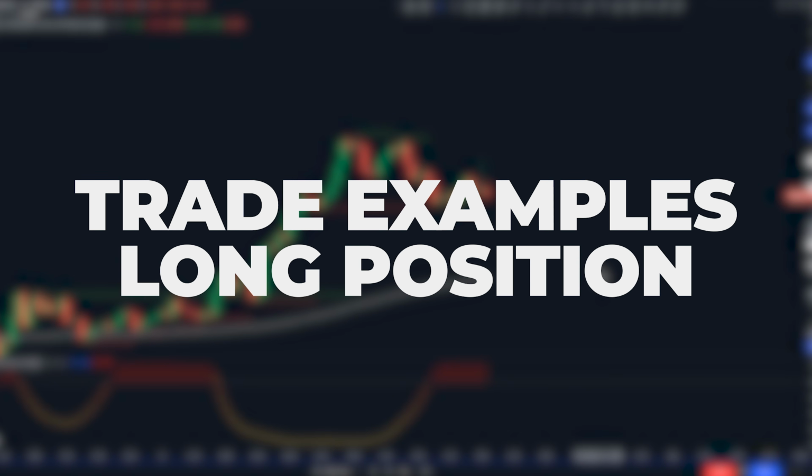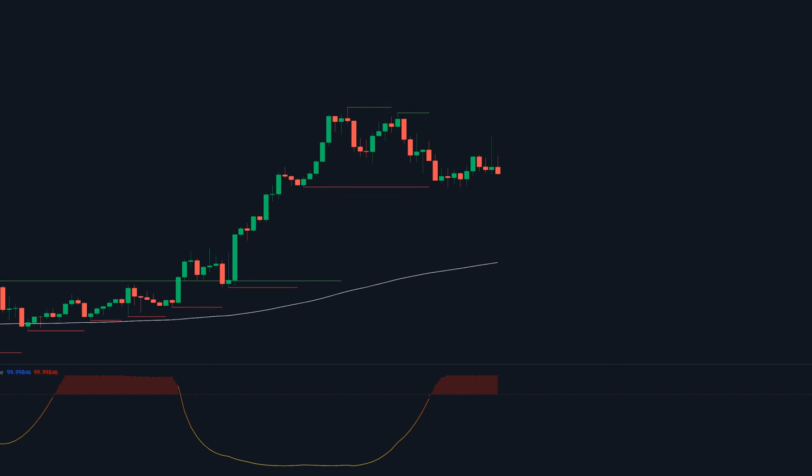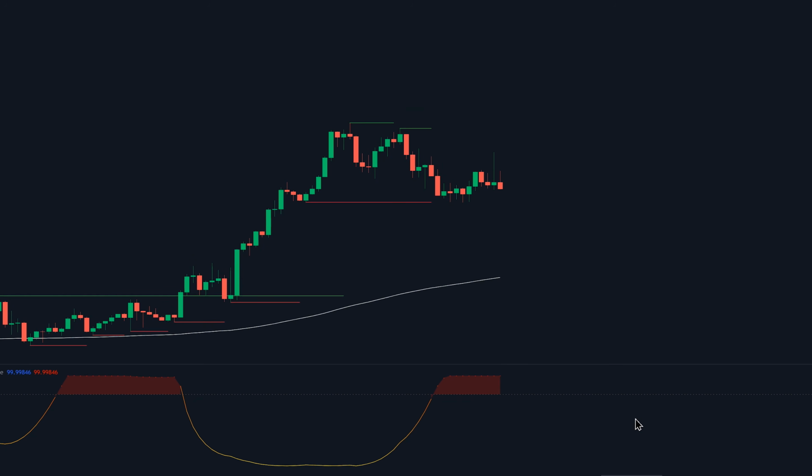Now, to take a long trade with this indicator, these are the conditions. First, identify a squeeze. For that, you're going to be using the squeeze index. We need a red area like this to be printed to indicate that the price is squeezing. Condition number 2, you want to identify and mark the most recent resistance level. For that, you're going to be using the support and resistance levels indicator. These green horizontal levels indicate resistance levels, and this is the most recent.